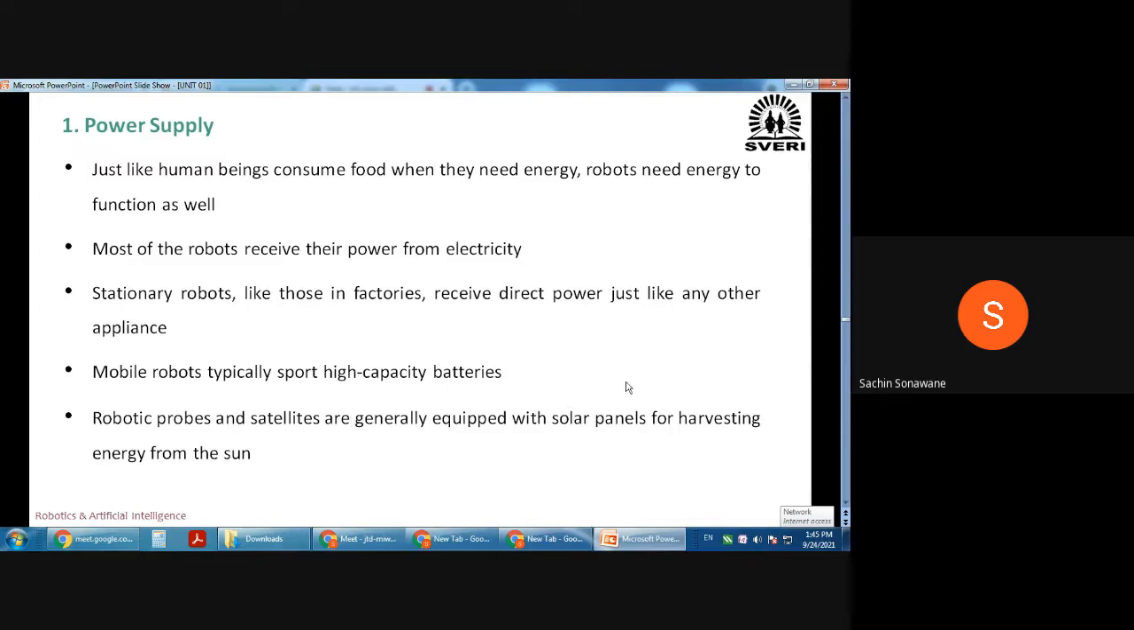Therefore, satellites, you are also thinking how these satellites are moving or orbiting around the earth. For them also these solar panels are there. During daytime they are storing the energy from sunrise, and during night that energy is used for continuing the operations. Therefore, satellites and that robotic pathfinder are equipped with solar panels for harvesting energy from the sun. Therefore, these are the different types of power supplies.